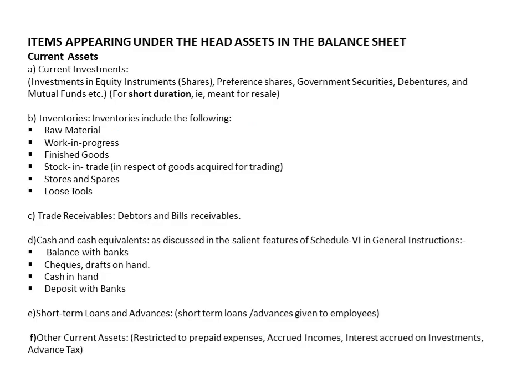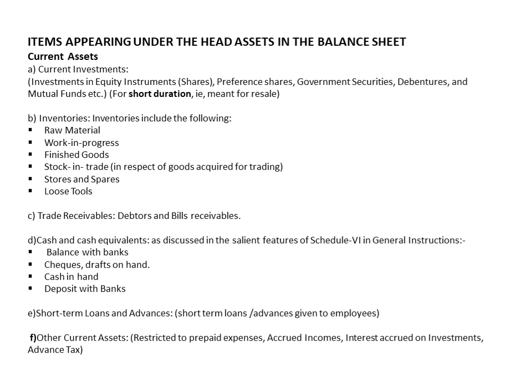So under current assets, we have current investments, that is investment in equity instrument shares, preference shares, government securities, mutual funds, debentures, which are held for a shorter duration of time, that is, which is meant for resale. Under inventories, we have items such as finished goods, work in progress, stock in trade, stores and spares, raw materials, and loose tools. Under trade receivables, here we have bills receivable and debtors.